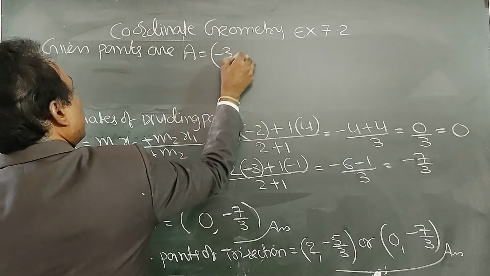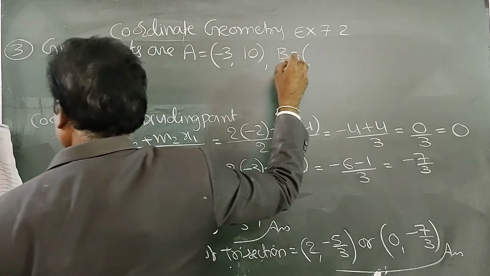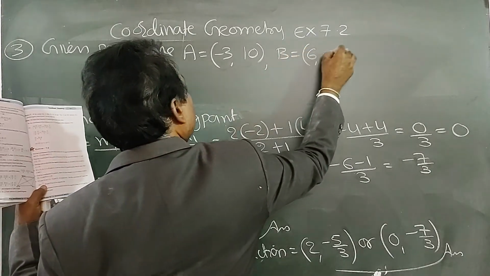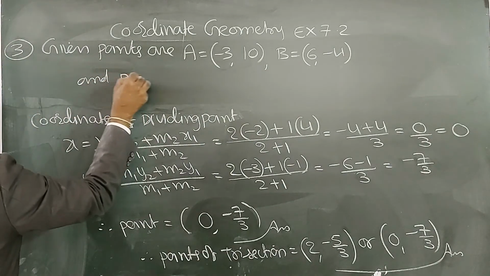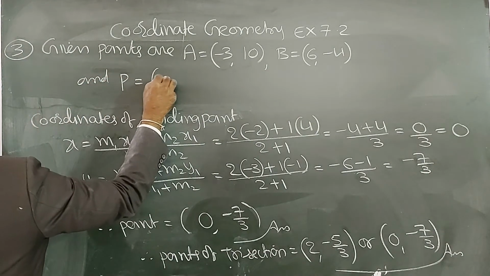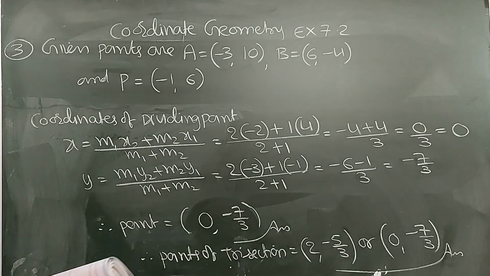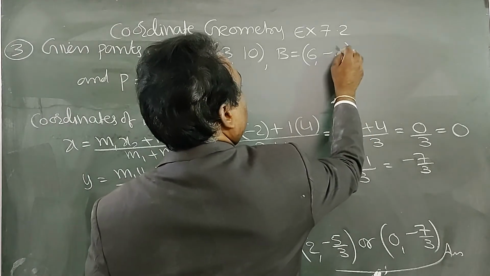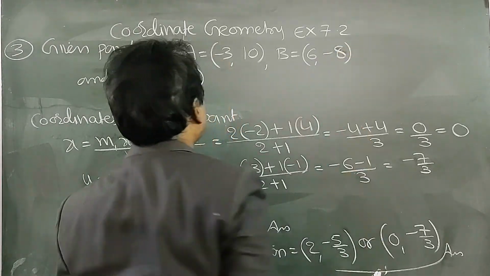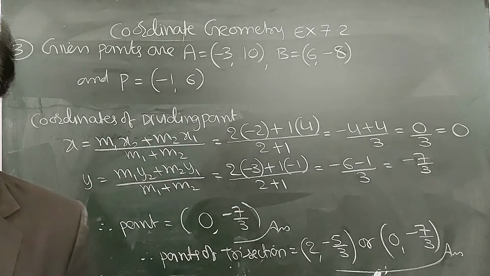Three points are given. I am taking the first point as A, second point as B, and we are given a third point. Let it be P, something like this. A is (-3, 10), B is (6, -8), C is (-1, 6).